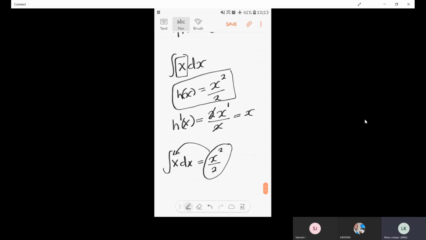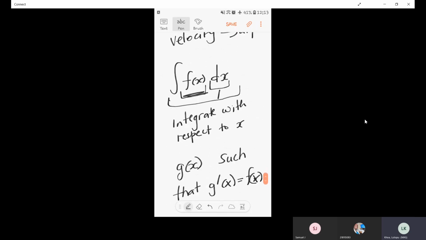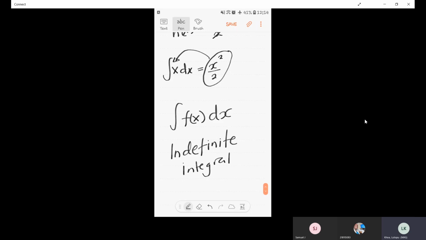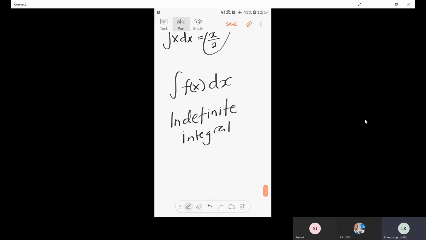So that's one of the solutions, because when I differentiate this function here, I do get x. So I'm giving you the gradient, I'm giving you the slope, and you have to tell me the function that I differentiated in order to get that slope. Now, I mentioned the definite integral, or maybe not. What I'm doing over here, when I say the integral of f of x dx, this is what we call the indefinite integral.